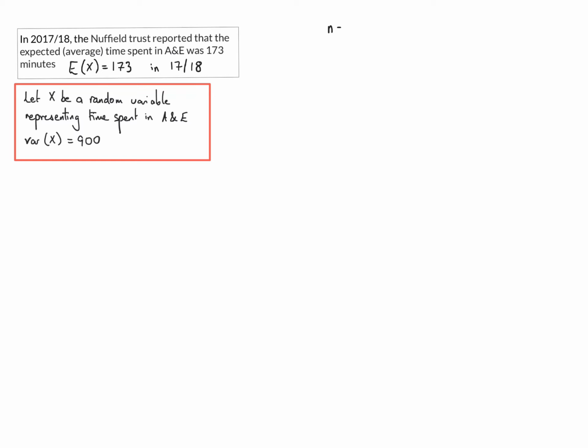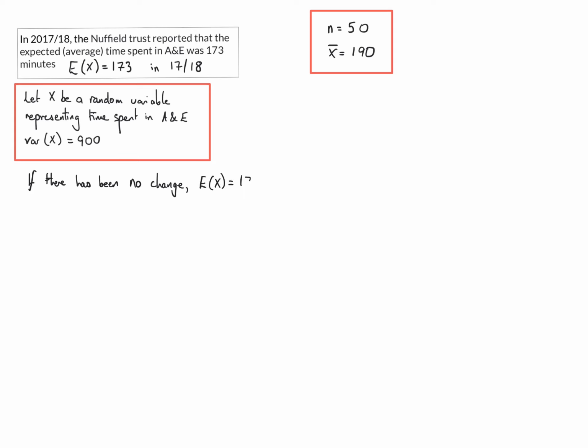Now we've collected 50 observations, which are randomly chosen and assumed to be IID, and calculated a sample mean of those 50 observations of 190 minutes. Now let's suppose that actually the expected value of x was 173 minutes. If there's been no change to the average time spent within A&E, then the expected value of x would be 173 minutes. Also the variance will be 900 as well.